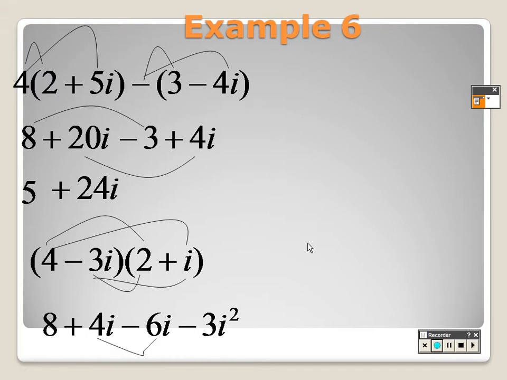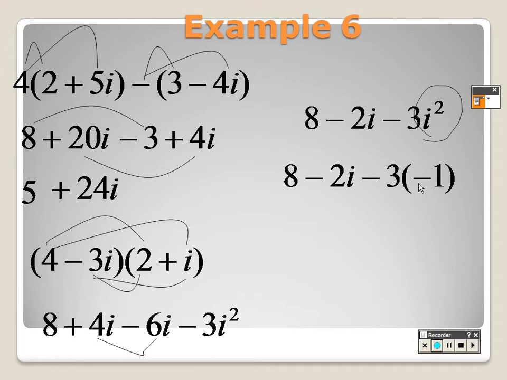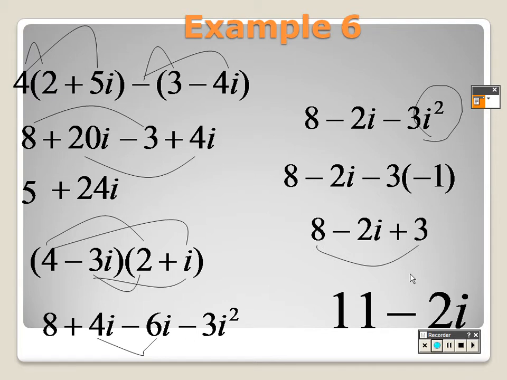Combine my like terms, so I get 8 plus, that's a negative 2i minus 3i squared. Need to remember that i squared is negative 1, right? So negative 1 times negative 3 is a positive 3. 8 plus 3 is 11. So I actually have 11 minus 2i as my final answer.